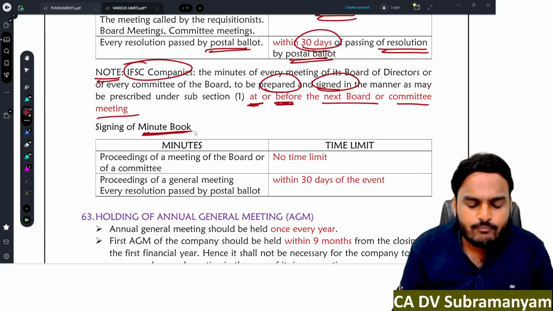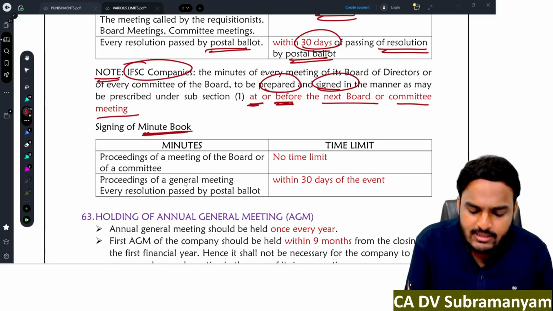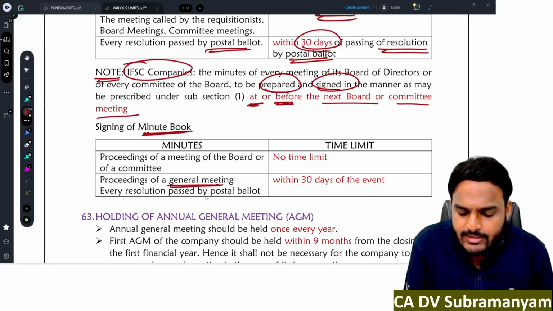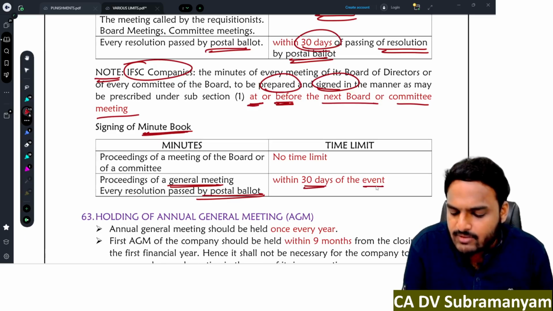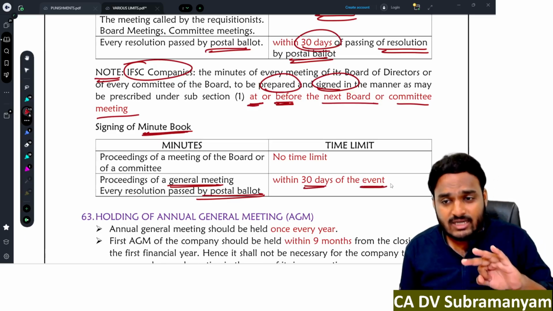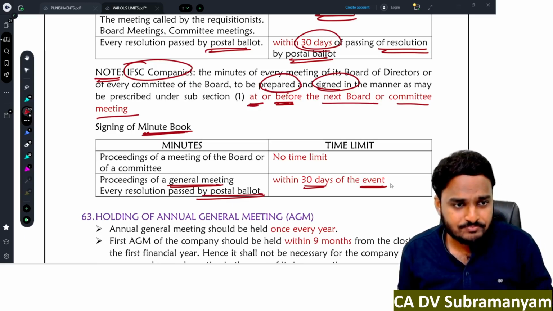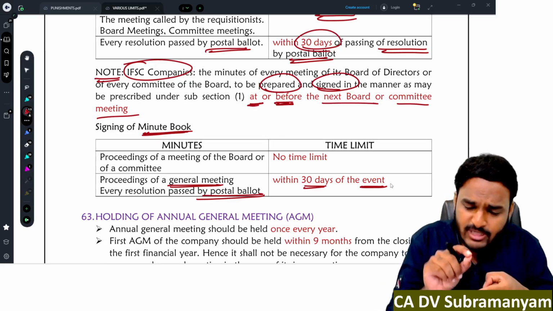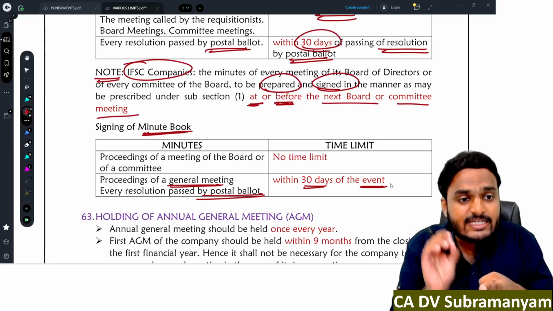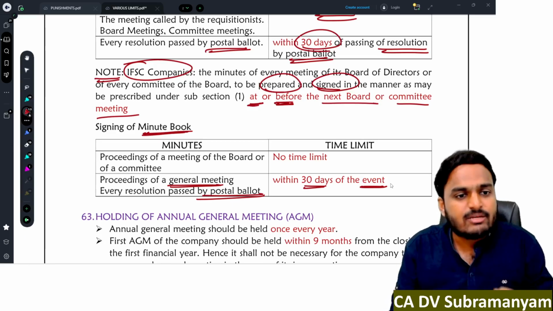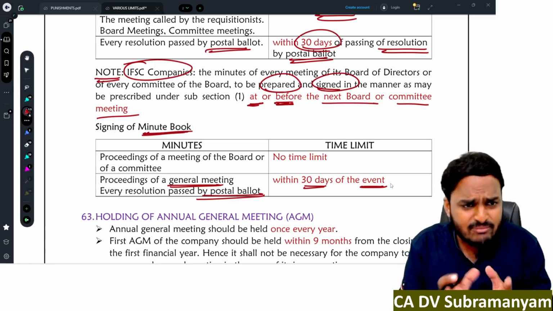Next one, signing of minutes book. Minutes related to general meeting, minutes related to postal ballot resolution. The minutes shall be signed within 30 days of the event. That means, within 30 days of the general meeting or within 30 days of passing the resolution in postal ballot, the company has to complete the minutes. The company has to get the signature from the chairman of the meeting. So the chairman of the meeting should sign the minutes within the same time limit.